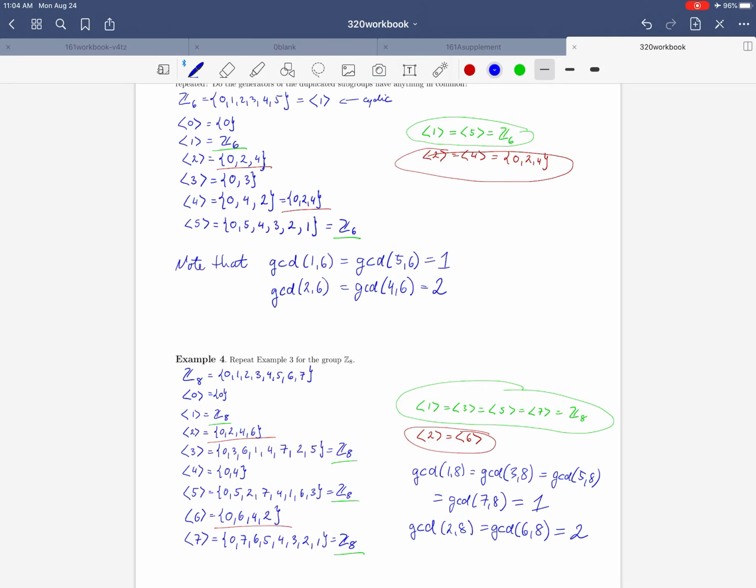Now, there are more things that you can observe here. So if you are observing some other things, maybe looking at orders of groups, looking at generators, looking at GCDs, see if you can notice anything else and take note of that. And we're going to look at example 5 together in the next video, and then we're going to try to come up with some theorems that summarize some of these observations.